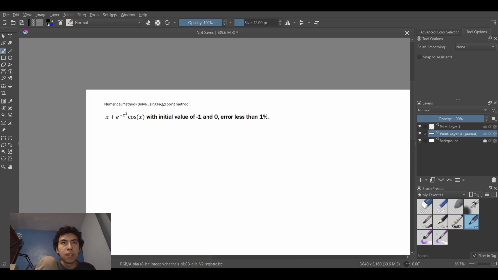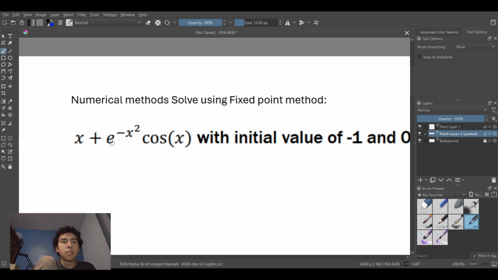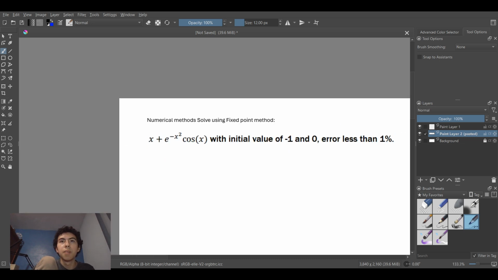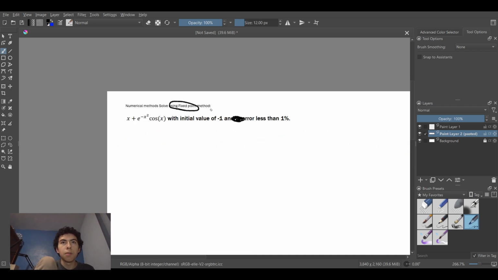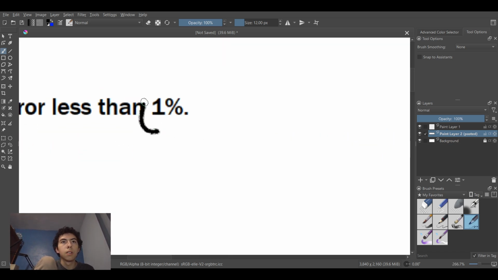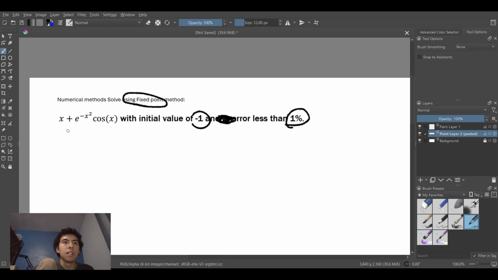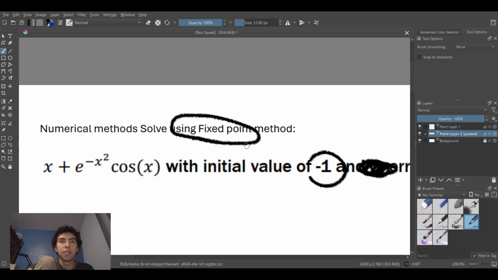Okay, so using numerical methods, solve using the fixed point method: x plus e to the minus x squared cosine of x, with an initial value of -1. We're going to ignore the 0, because fixed point only requires a single initial value, with an error of less than 1%. First, let's start by saying how we should solve a numerical method with fixed point.